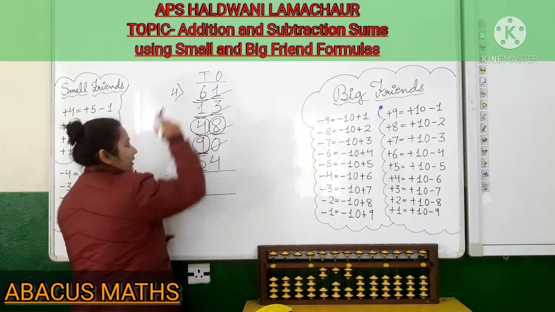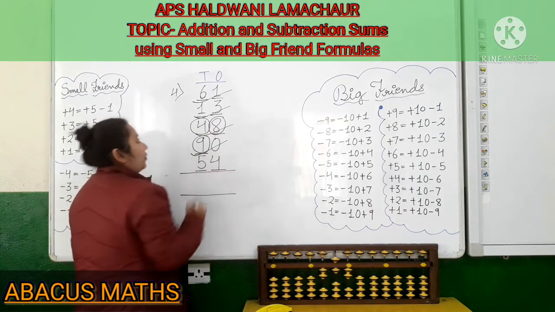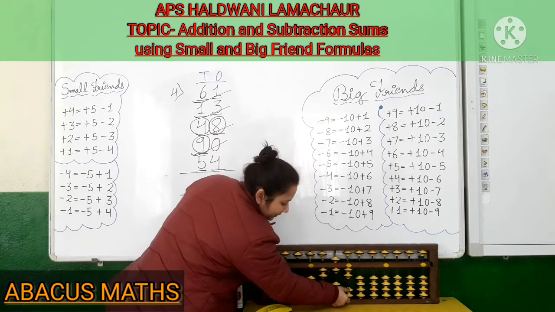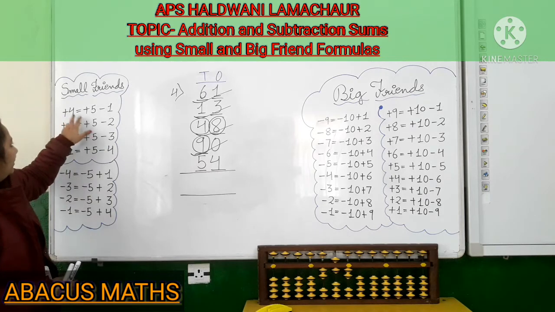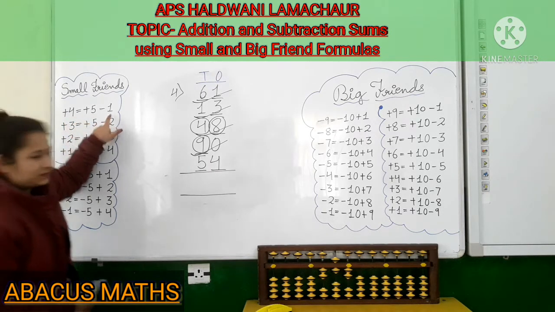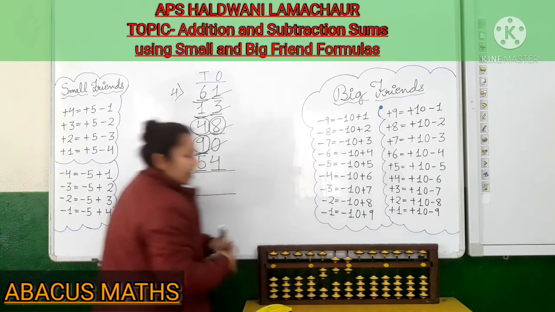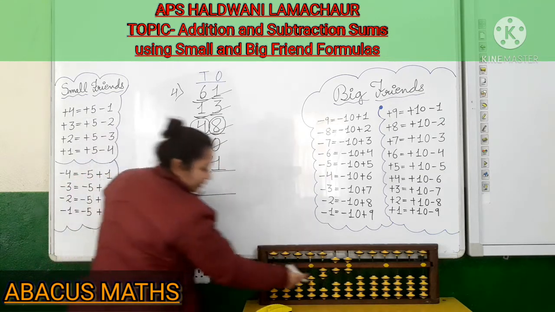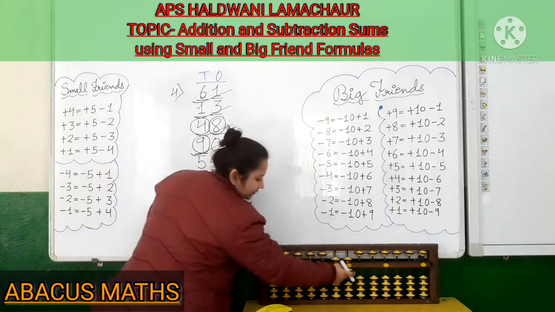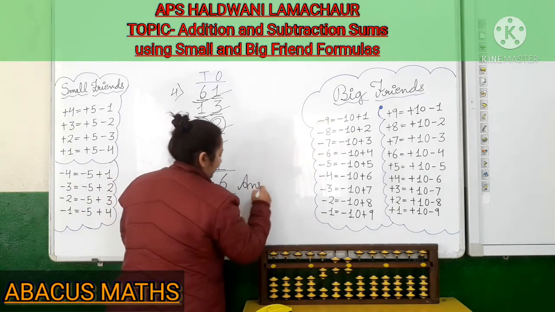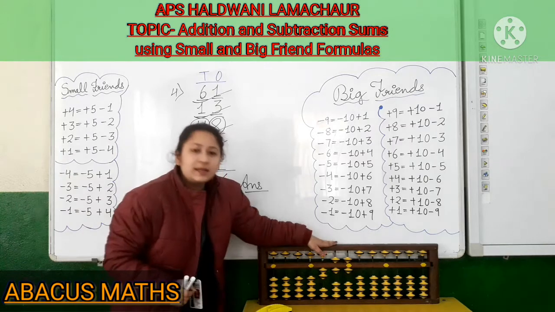Now next add 5 in tens rod. 5 in tens rod. And then add 4 in ones rod. Now you can see only 2 beads are there. So how will you add 4? Now for adding 4, take the help of small friends. Plus 5 minus 1. Now 4 you have to add in ones rod, so plus 5 minus 1. And your 4 is added. Now count. See 2, 5, 6. So your answer is 266.